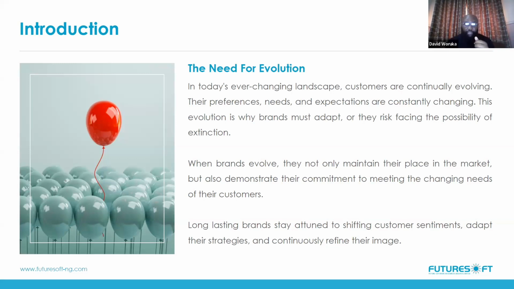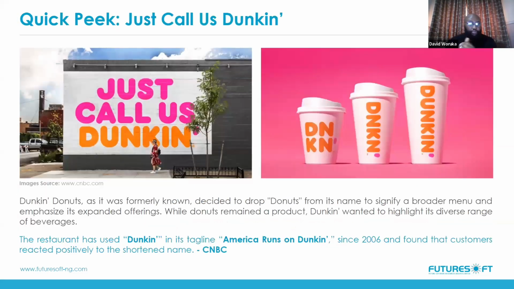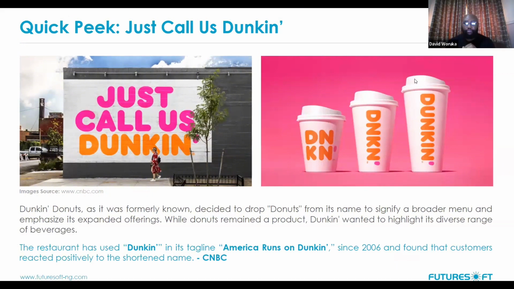So let me just quickly give a peek of a brand that not so long ago quickly evolved itself. I'm sure most of us, if actually all of us, should be familiar with Dunkin' Donuts, like it used to be called, though currently not available in Nigeria. We hope to see them soon. But sometime, I think that was in 2019, Dunkin' decided to drop the name Donuts from their name, and they decided to adopt the name just Dunkin' alone and say you should call them just Dunkin', and that was it.